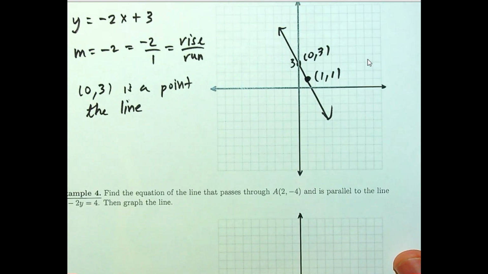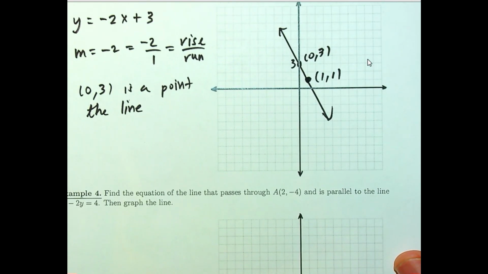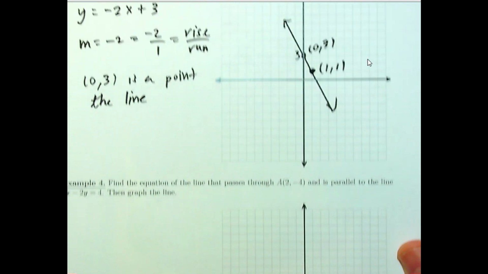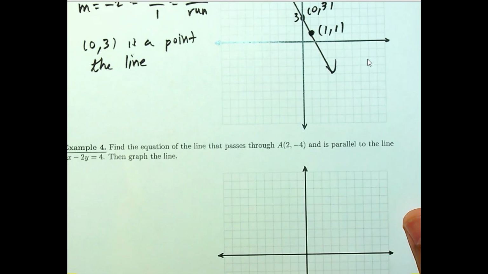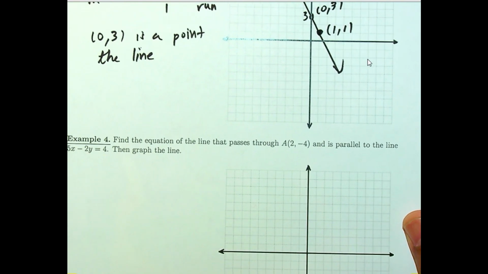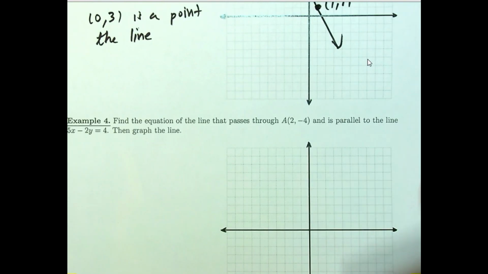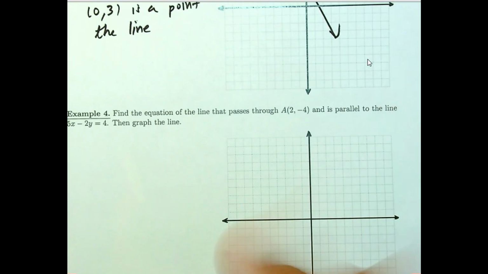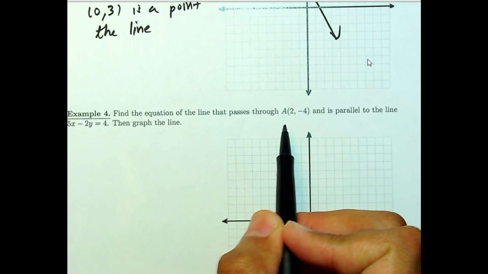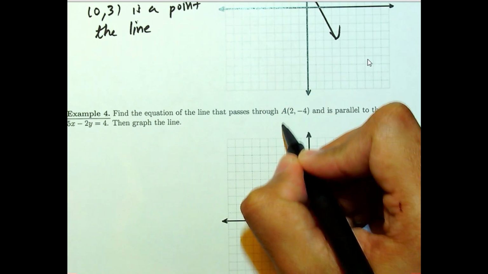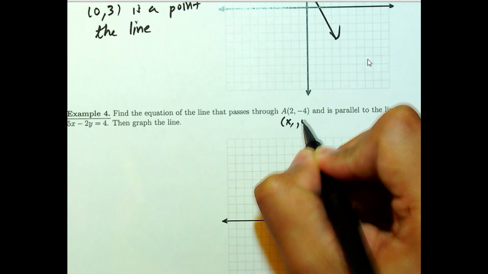Here's another one. In this next one, first we have to find the equation of the line and then we're going to graph it. So there's one more step here. We have to first find the equation of the line, given some information, and then graph it. Okay, find the equation of the line. We have a point, so this is our x1, y1.